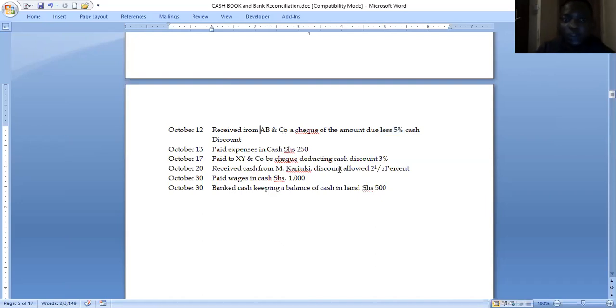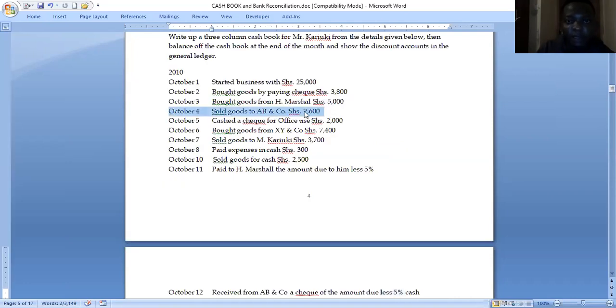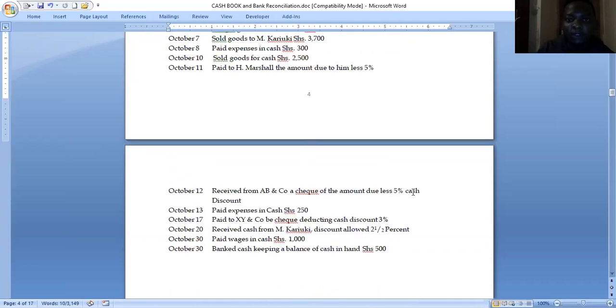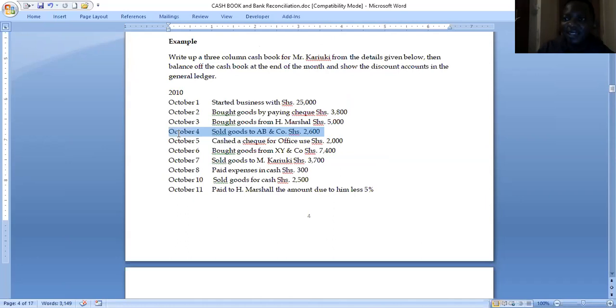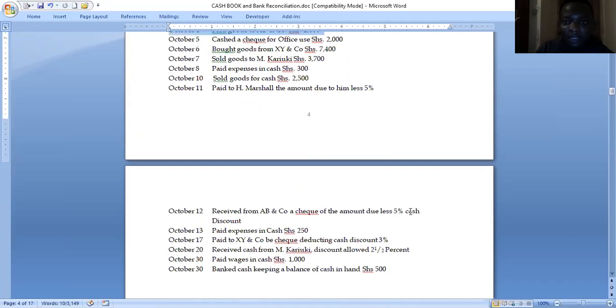So how much do we owe as at 12th October? How much do we owe AB and company? So we had bought from AB and company on 4th of October, 2600. So on 11th, you are paying less 5% of 2600, which is around how much? That's difficult for me to calculate. But okay, we do understand that this is a discount received, and the discount that you receive is an income. Sorry, this is a discount allowed. We have allowed a discount to AB and company. We have allowed him to pay us less the amount due.